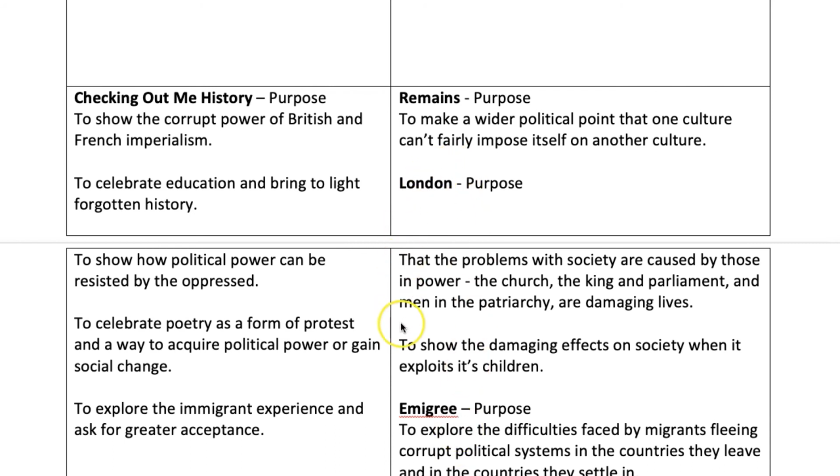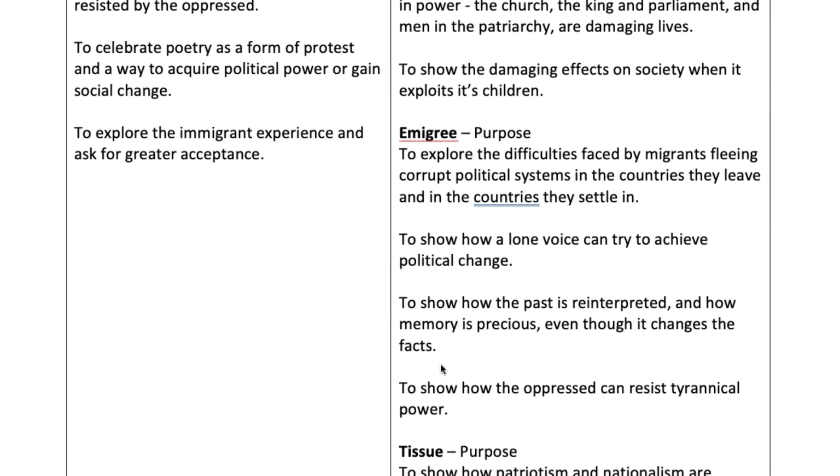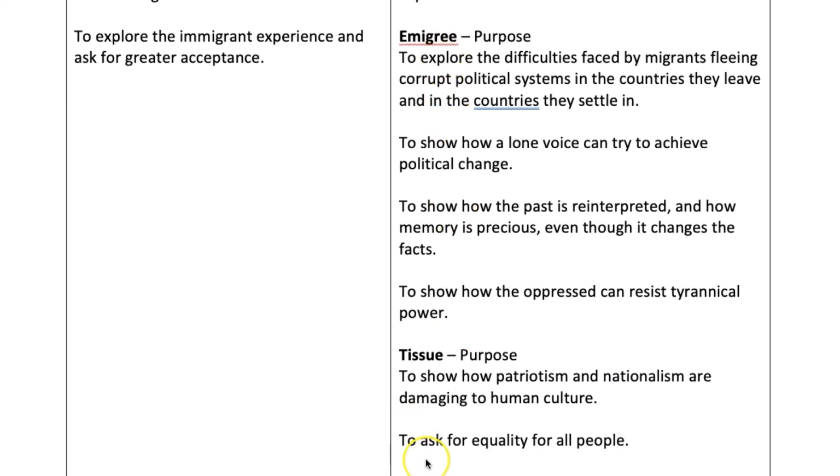I'm still personally going to play safe because London has a much more visible form and structure I can write about. But as you can see, there are so many points we could make comparing it to Emigre that, to be honest, you'd probably write just as brilliant an essay comparing it that way.